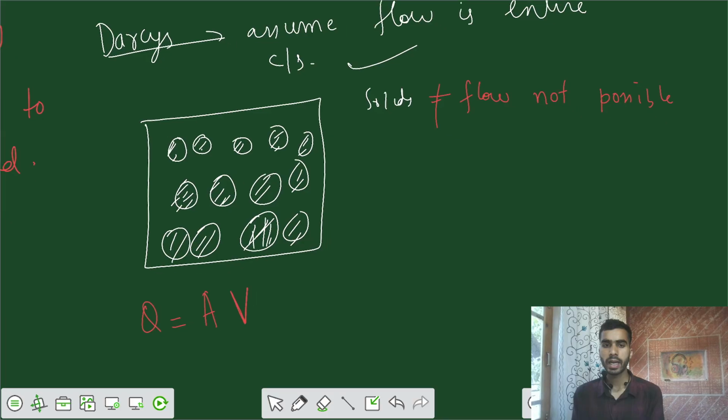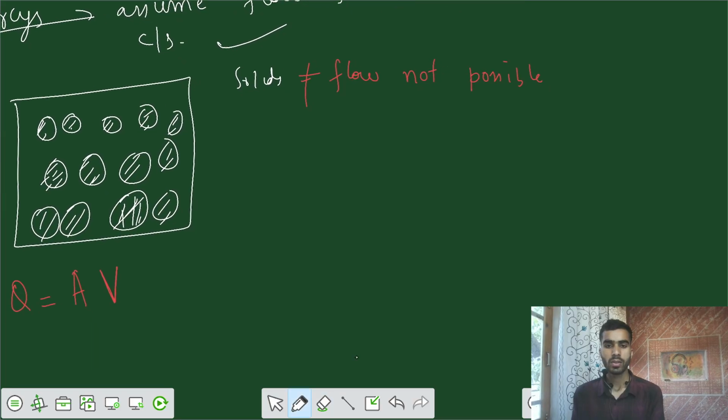So we have to get the actual scenario of what's happening. There is some volume of voids in the cross section, or we can write area of the voids, such that it is less than the total area of the cross section. So from the voids only we will be having some flow. So this is the area of the voids.